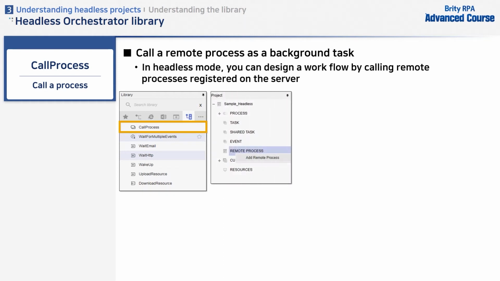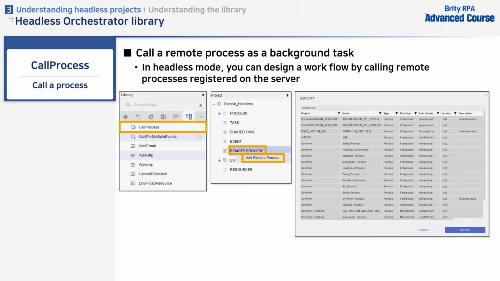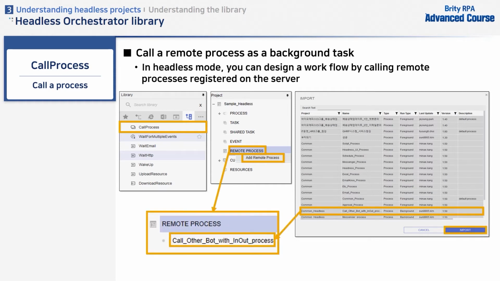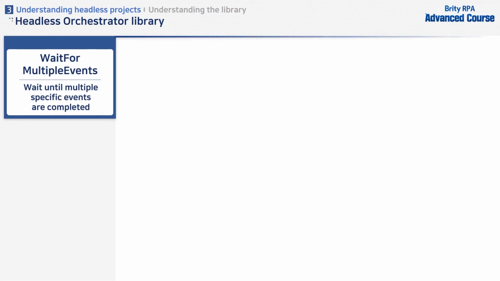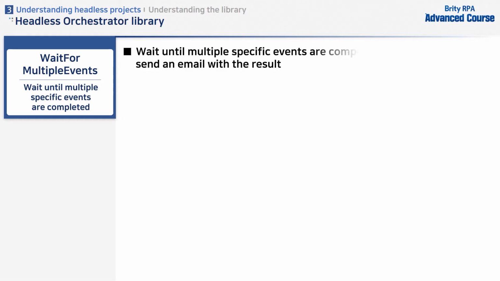Then, in the project area, select Remote Process, right-click it, and click Add Remote Process in the context menu to display various processes registered on the server. From the list of processes, select a process to call and click Import to set the Call Process activity to call the process. The Wait for Multiple Events activity is used to set the orchestrator to wait until multiple specific events are completed. For example, to implement a flow to wait until all the 3 preceding events are completed and send a completion report email with the results.